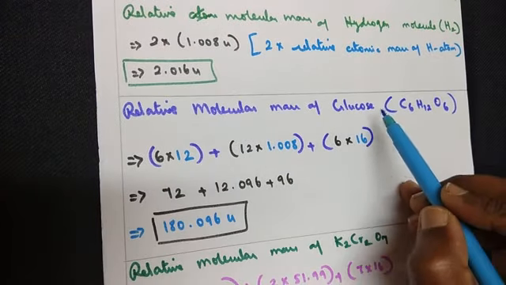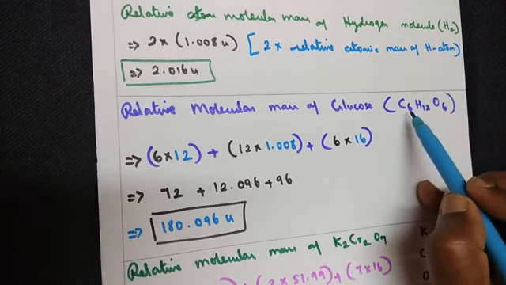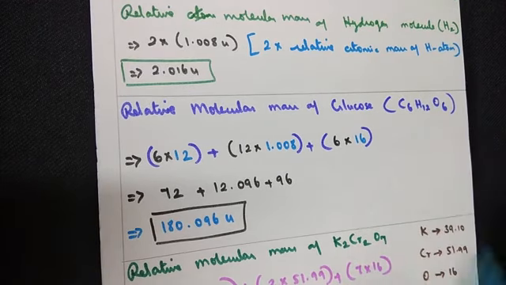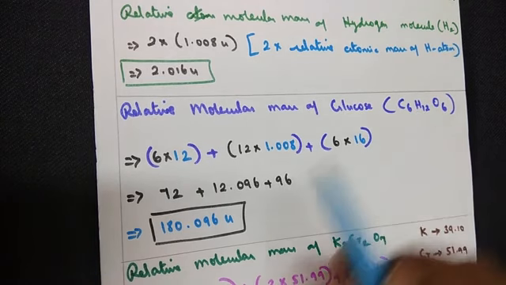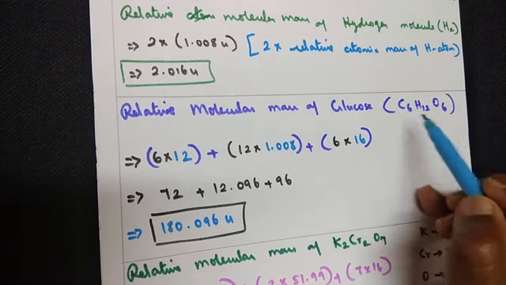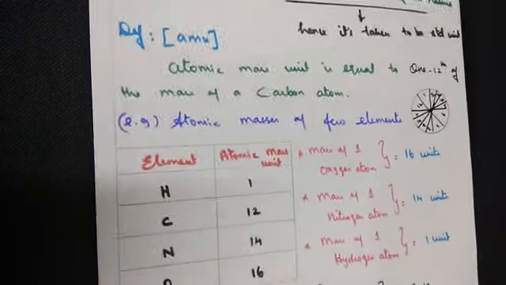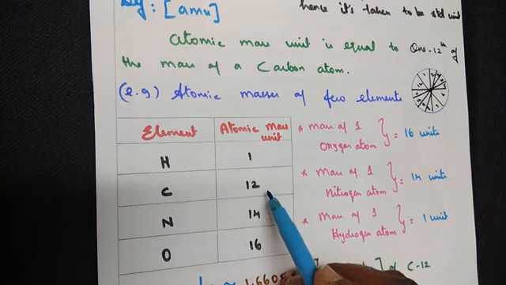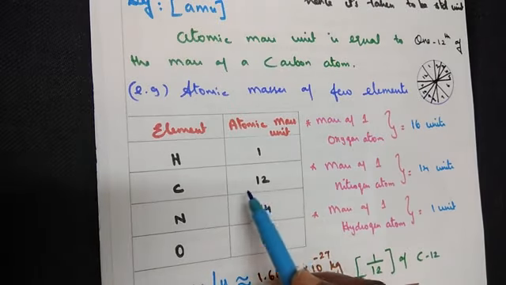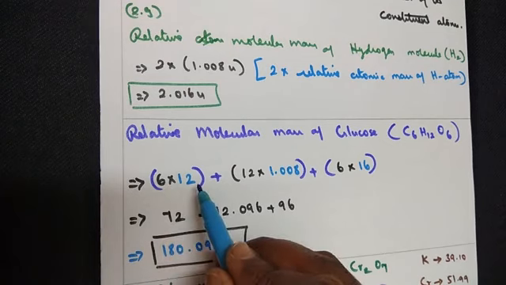Let's take one more example: relative molecular mass of glucose. The chemical formula of glucose is C6H12O6, meaning 6 atoms of carbon. Now, the weight of one carbon atom is 12. The carbon-12 isotope is the most abundantly found in nature, so that's the standard unit here. So the weight of one carbon atom is 12 here, so that is 6 into 12.